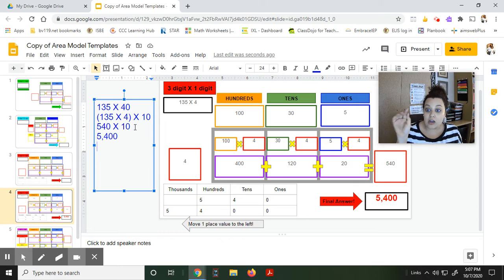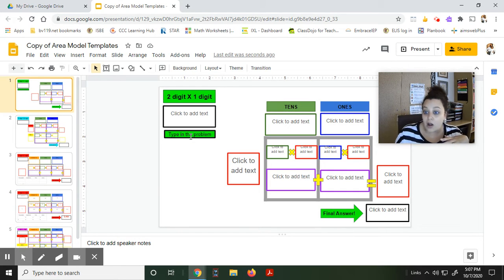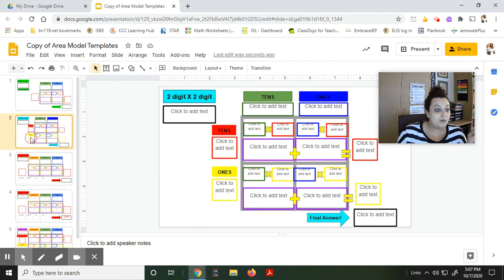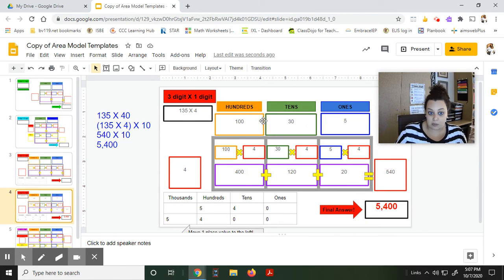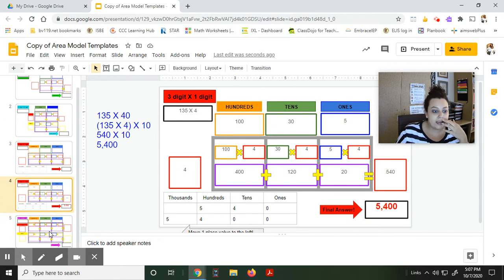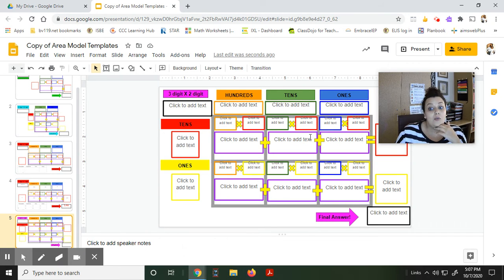Just so y'all know, all of your teachers should have put up on their math place different area models for you to use. We've got a 2 by 1. We've got a 2 by 2. We just did a 3 by 1. That's the one that we just filled out. And then we have a 3 by 2 digit. When we get further in the chapter, we might have to do a couple 3 by 3. So we'll figure that out.